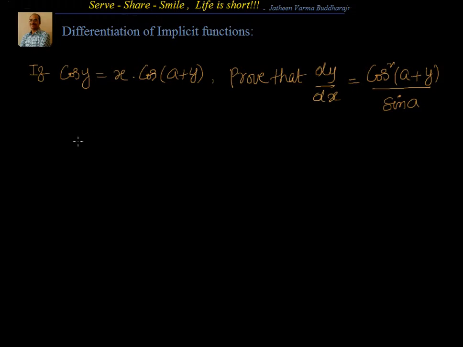So we can see that cos y equal to x into cos of a plus y is an implicit function. So we'll try to differentiate on both sides and see. So my first step will be d by dx of cos y is equal to d by dx of x multiplied with cos of a plus y.